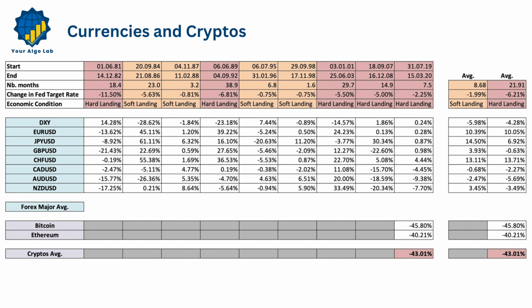For currencies, we observe that the dollar tends to depreciate against other currencies during Fed rate-cutting cycles. This makes sense, as a lower interest rate makes the dollar less attractive. During rate-cutting cycles, the Swiss franc, Japanese yen, and euro typically appreciate the most against the dollar. For cryptocurrencies, the limited historical data makes it difficult to draw meaningful conclusions.